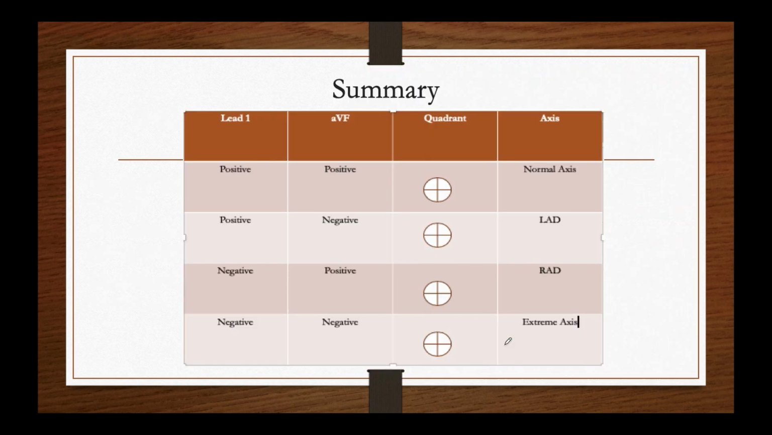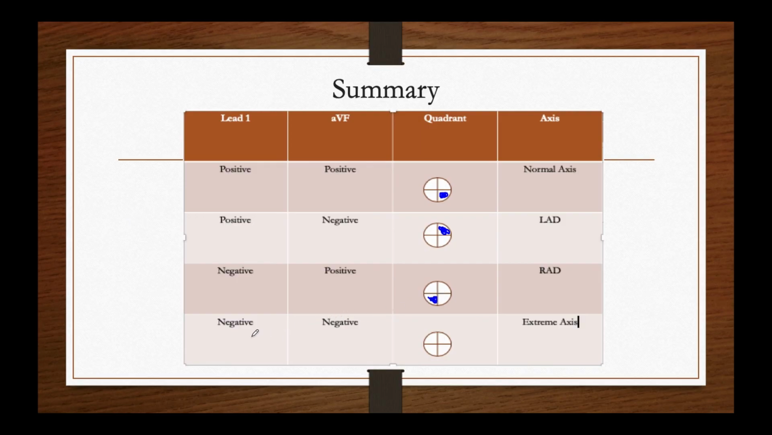So, what have we learned so far? What we've learned is that whenever there is a positive QRS complex in standard lead 1 and a positive QRS complex in AVF, then we have a normal cardiac axis. When we have a positive QRS complex in standard lead 1 but a negative QRS complex in AVF, then we have the left upper quadrant, and so we are going to have a left axis deviation, as you can see over here. And when we have a negative standard lead 1 and a positive AVF, then we are going to have a right axis deviation, as you can find over here.